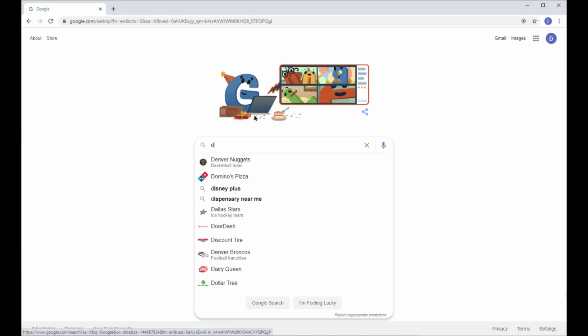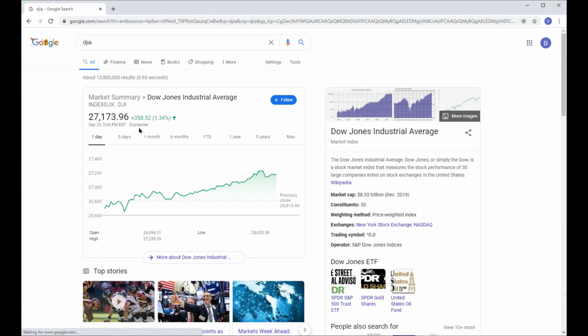If I do Dow Jones Industrial Average, and you can see there's the 27,173.96. And so this is what the value would be if I had held the 30 stocks that have been in the Dow Jones Industrial Average over all these years. The average price of those 30 stocks would be $27,173.96. And because many of the stocks have split over these many years, the average price of these 30 stocks is now $27,000.